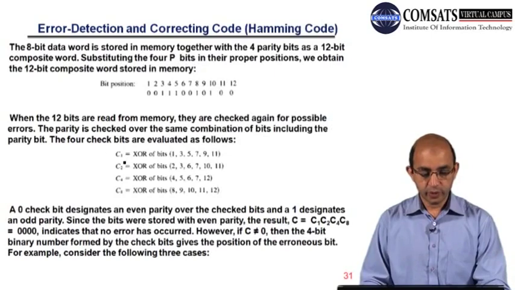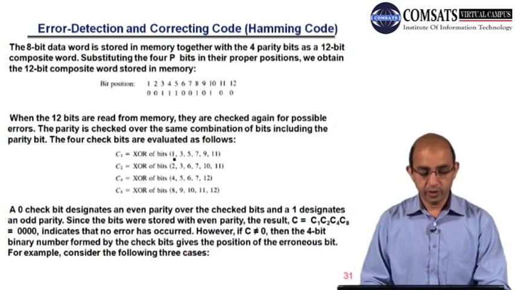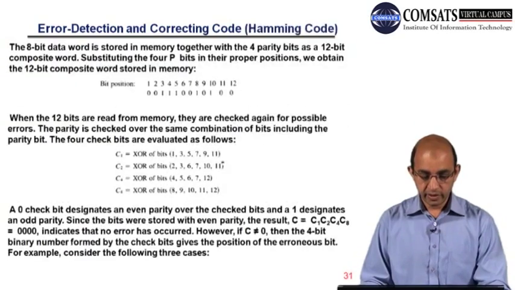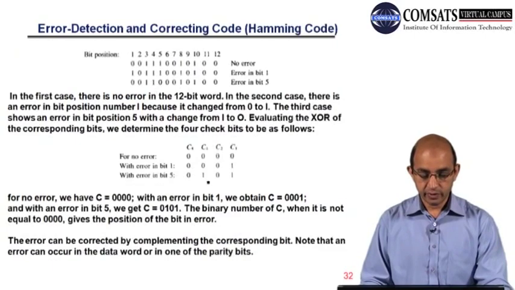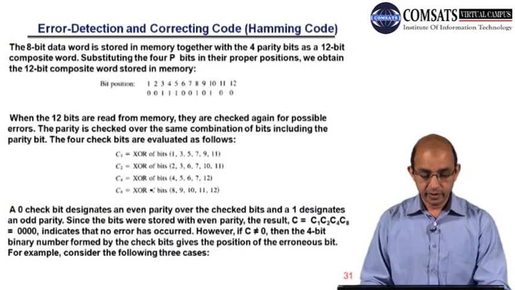Here you can see C1. We are using the same bits, but we have added the corresponding parity bit. Again here 3, 6, 7, 10, 11, and the corresponding parity bit, and 5, 6, 7, 12, and the corresponding parity bit. So this is the check.